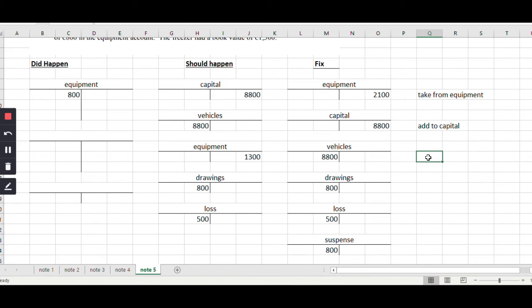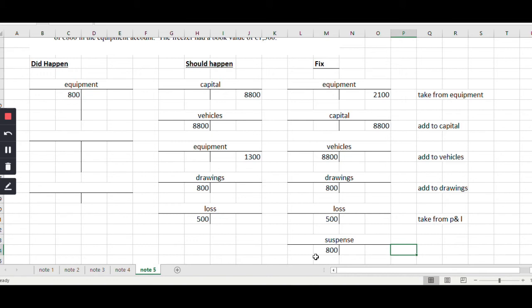Vehicles is a debit account, so we're going to add to vehicles. Drawings is a debit account, so we're going to add to drawings. Now, this is a loss of €500. It's on the debit side of the loss in the P&L, so it's take from P&L. And the suspense account is on the debit side. That's us dealt with notes 1 to 5 now.